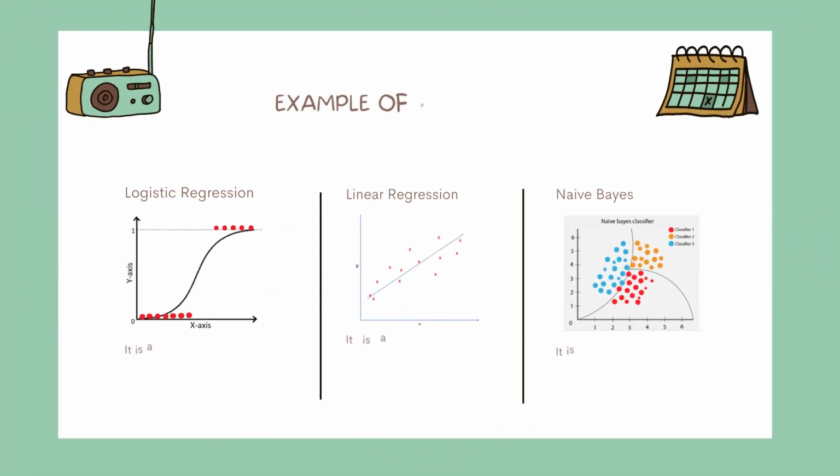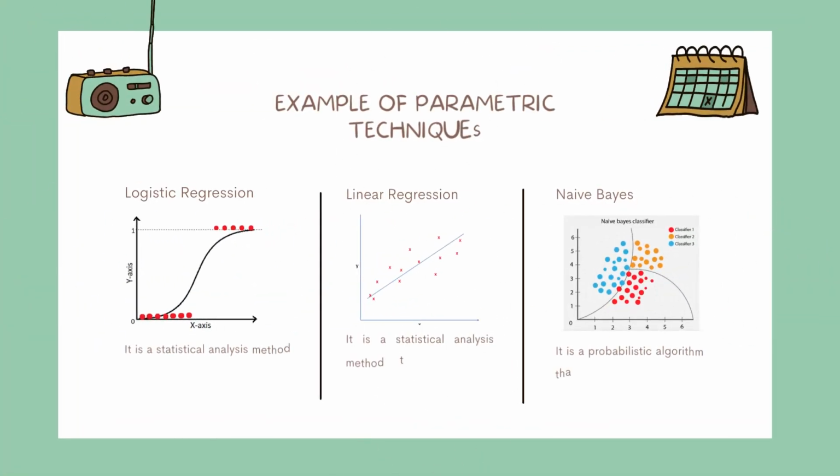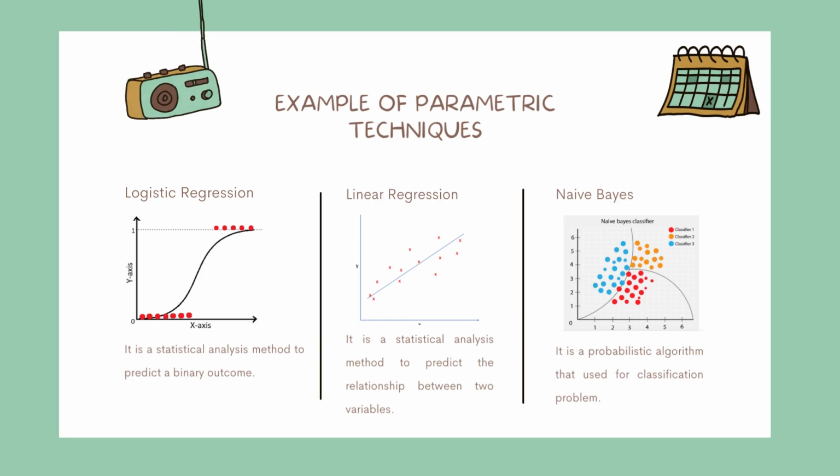Here are the examples for parametric techniques. Logistic regression is a statistical analysis method to predict a binary outcome. Linear regression is a statistical analysis method to predict the relation between two variables. Naive Bayes is a probabilistic algorithm that's used for classification problems.